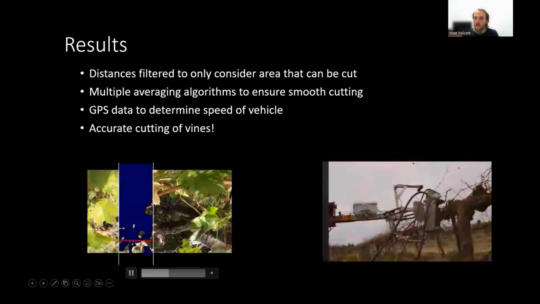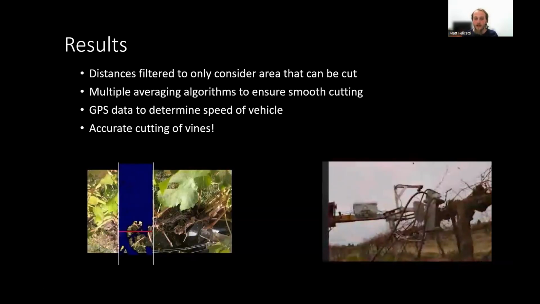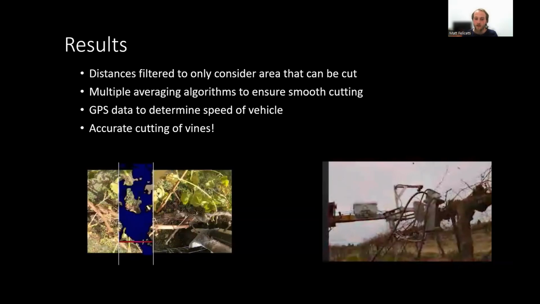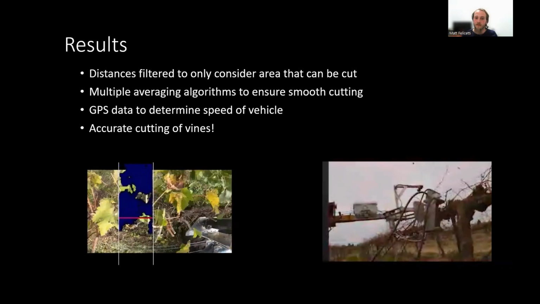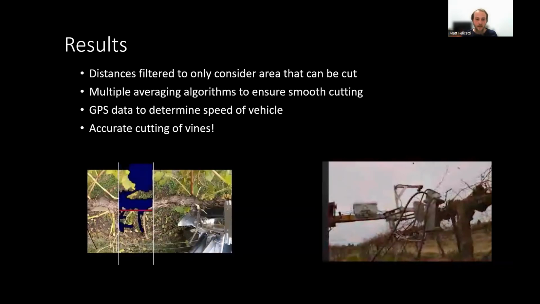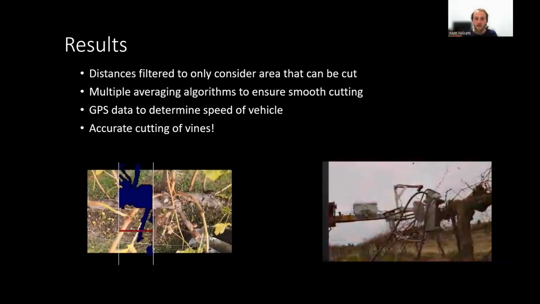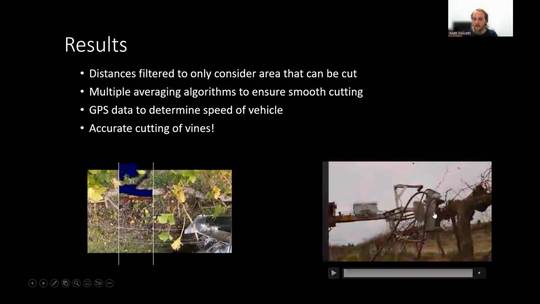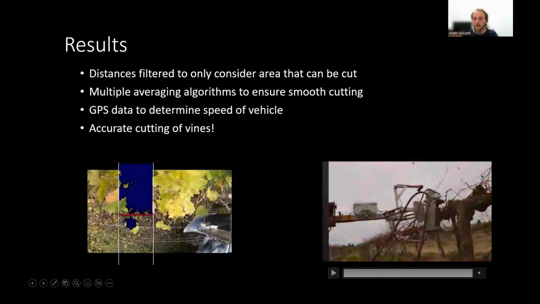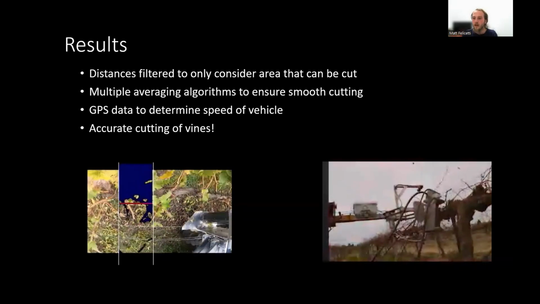With this, the cutter can only move so fast, and we need to make sure that we're not cutting too aggressively. We needed to apply a bunch of different averaging algorithms, which I won't cover here, but these are things to consider. The other thing is that, as you can see, the LiDAR and the cutter aren't perfectly aligned, and so we needed to consider the speed of the vehicle.